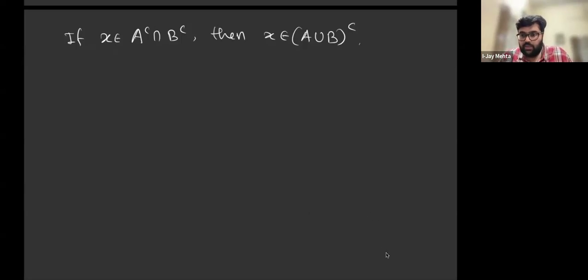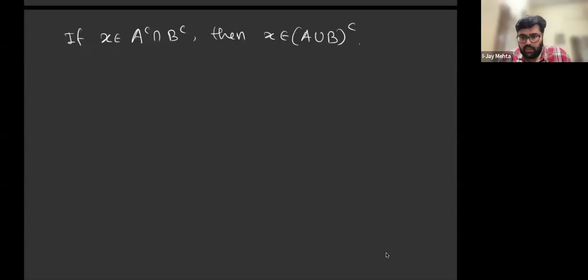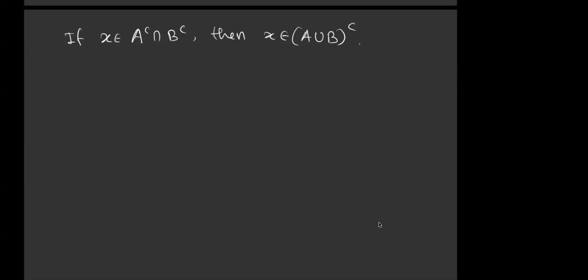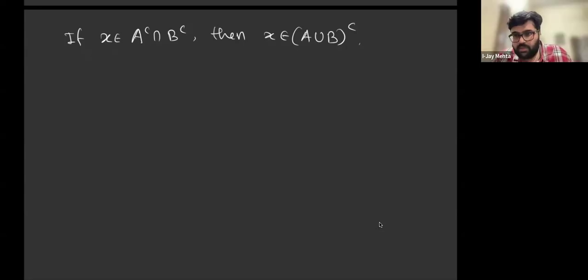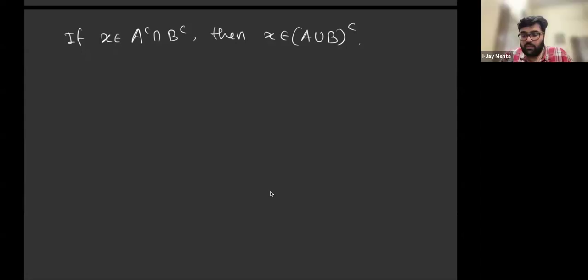Priyanshi? You want to continue? x is not in A and x is not in B. Then what can we conclude? Next is what belongs to... Some disturbance is there. Ramesh? Yes. Answer.